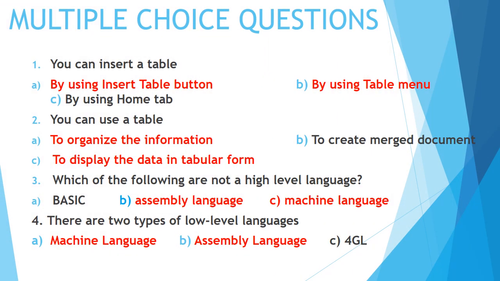Now, next I will discuss with you the multiple choice questions. It means there are so many choices given, but there will be two correct answers, meaning more than one answer will be correct. Suppose in each question three options are given, and in these three options, two options are correct.